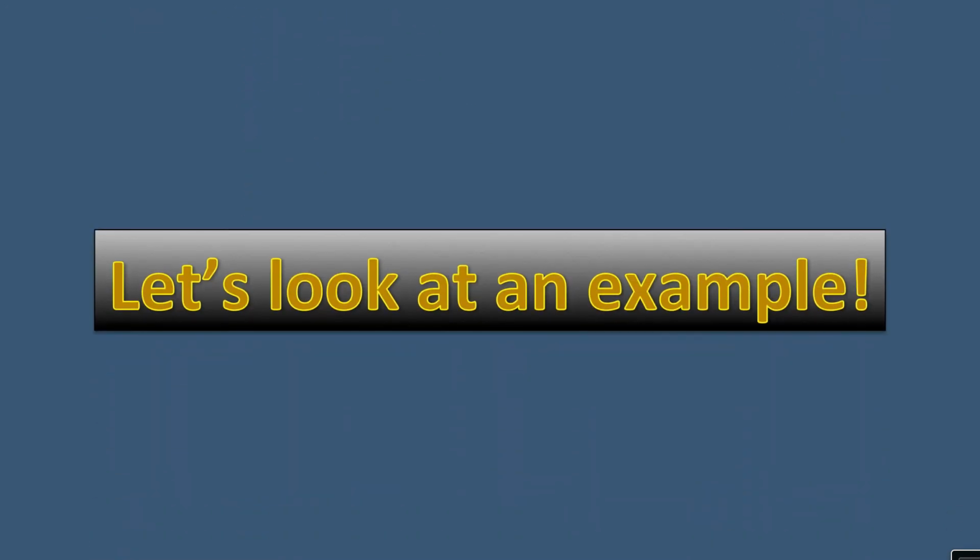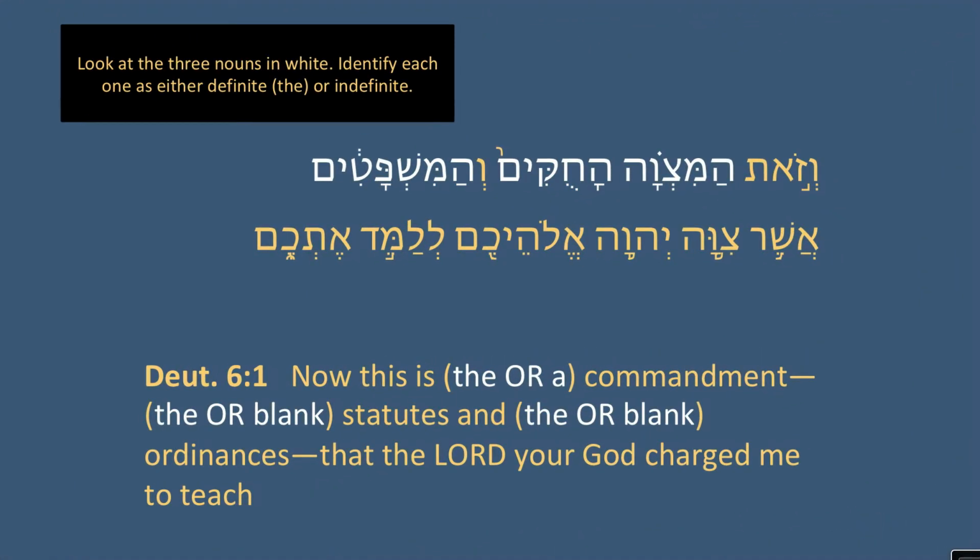So let's look at an example. We are back here to Deuteronomy 6:1. And in this case, I want you to look at the three nouns in white and try to identify each of these nouns as either definite or indefinite. So is it the something or a something? Take a moment. You may want to pause the video, and when you're ready, come back and we'll work through it together.